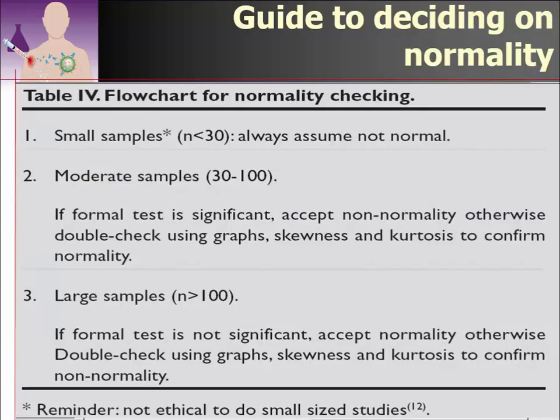Okay, so after seeing all that, you can conclude that if the sample size is less than 30, we always assume that it is not normal. If the data has a moderate sample size, 30 to 100, then we rely on the Kolmogorov-Smirnov test. Okay. If the samples are larger than 100, we don't rely on the Kolmogorov-Smirnov test, the KS test. Instead, we look at the skewness and kurtosis.